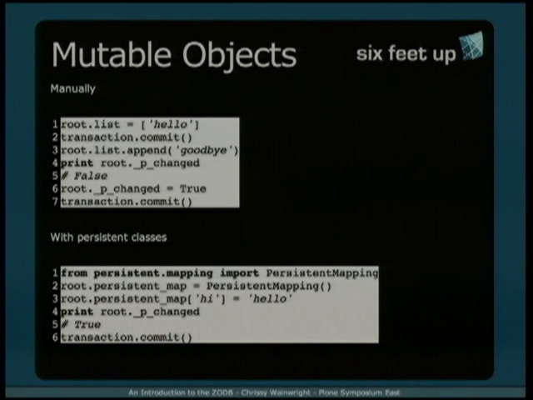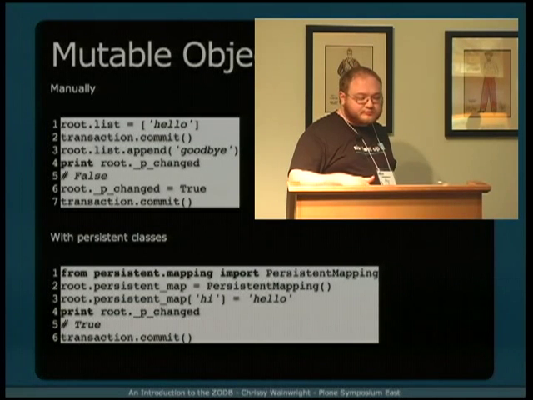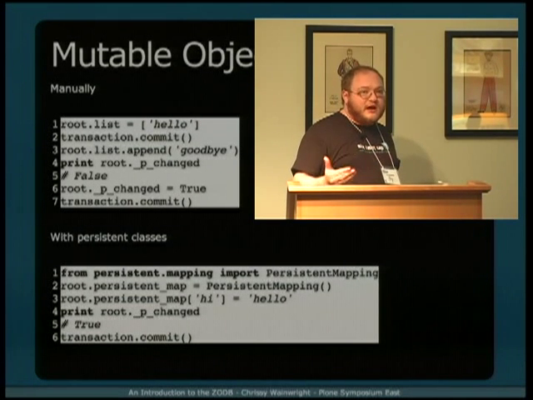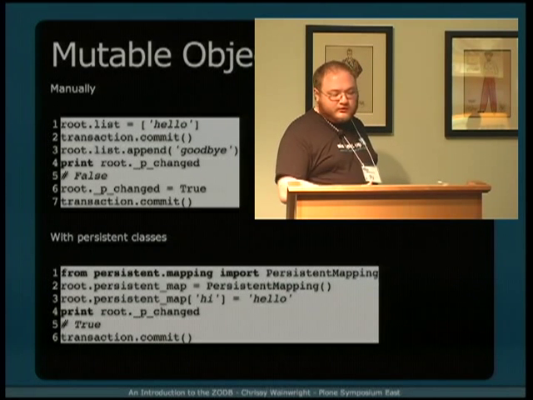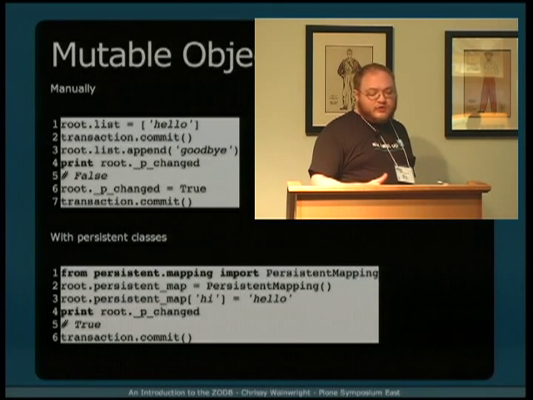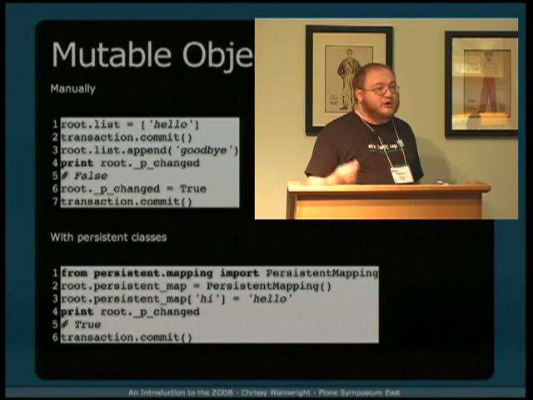So with the list, first we're making a list with just a single string in it. That's hello. Then we commit that transaction to make sure it's written. After that, we go ahead and add another string to the list. So here's just goodbye. And we ask the object if it's been marked as changed.